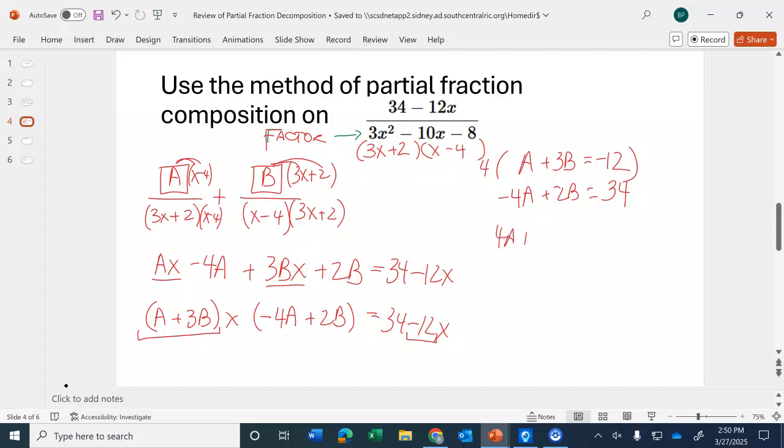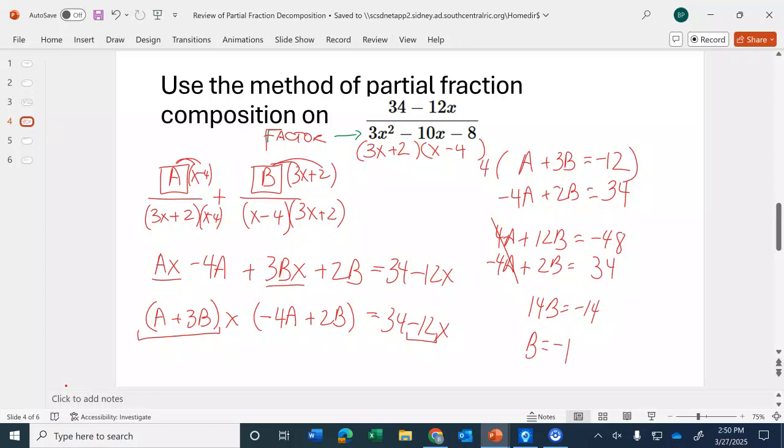Doing that, 4a plus 12b equals negative 48. Bottom row I don't have to touch. I can combine my rows together, eliminate the a. 12 plus 2 is 14. Negative 48 plus 34 is negative 14. And that tells me that b is negative 1.